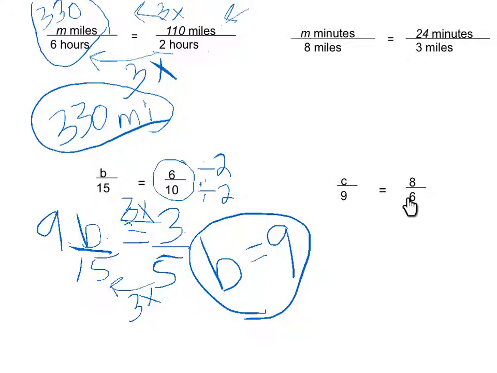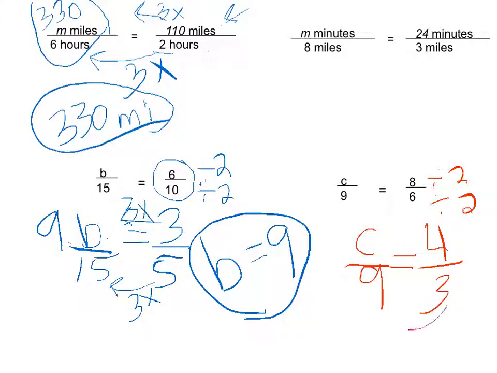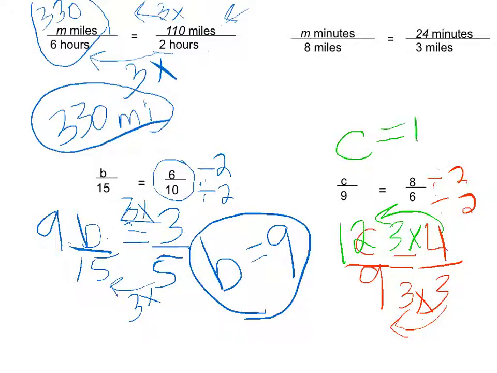Again, 6 and 9. 6 does not go into 9 evenly. So I'm going to see if I can reduce, and I'm going to divide by 2. And I get 4/3 on this side. Now I bring my other fraction down, and now I find out that 3 times 3 is 9, so that works. So because I multiplied the bottom by 3, I'll multiply the top by 3. 3 times 4 is 12. So my answer is C equals 12.